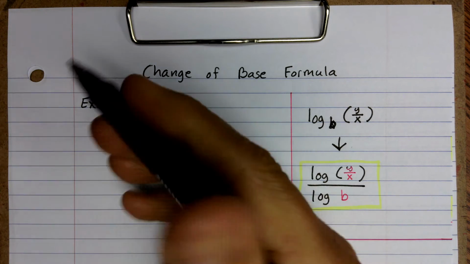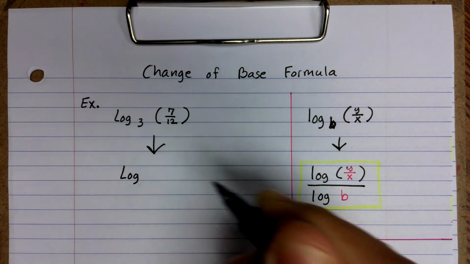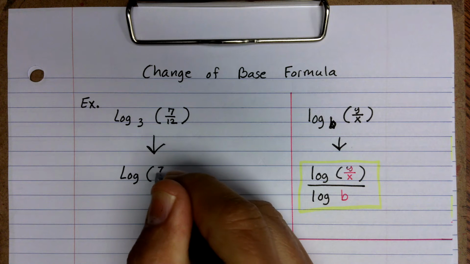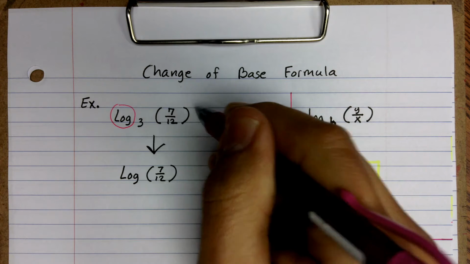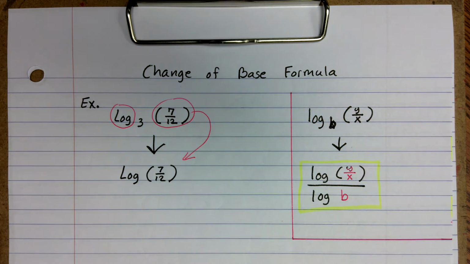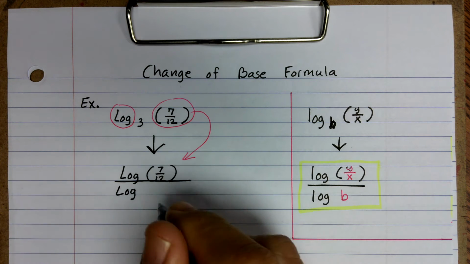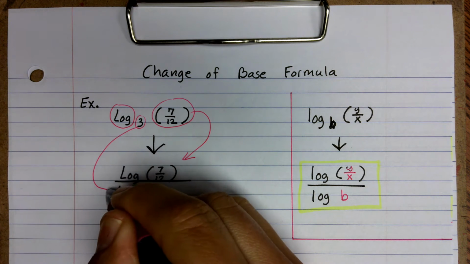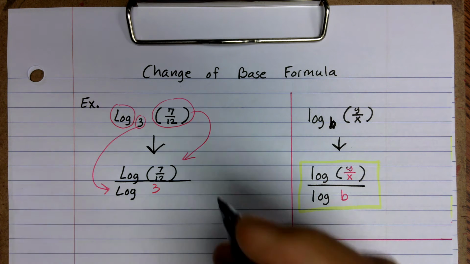I'm going to go ahead and just draw an arrow down, and we're going to rewrite this, and it's simply going to be log of 7 over 12. So notice, right, I took this word log and I took this value and I put it as my numerator over log of 3. So notice that 3 and log, I moved it down to the denominator, right? And now I can simply put this in my calculator and I can evaluate it.